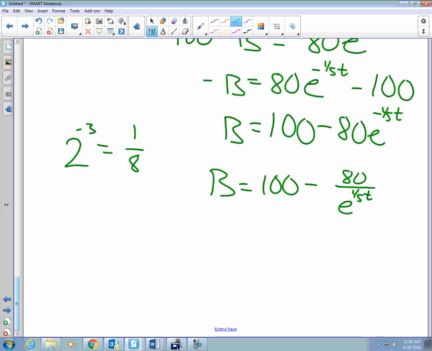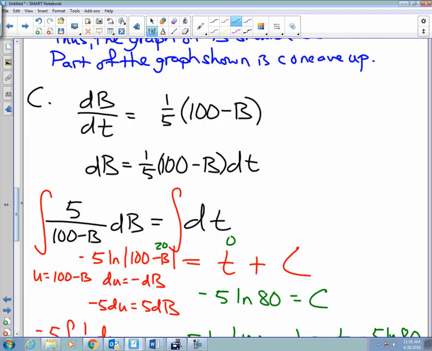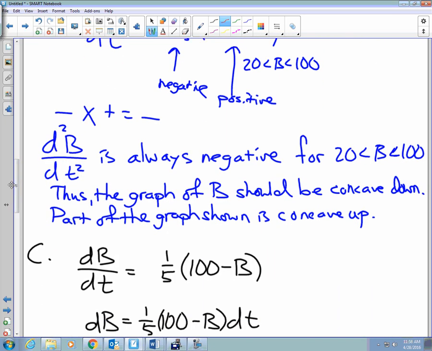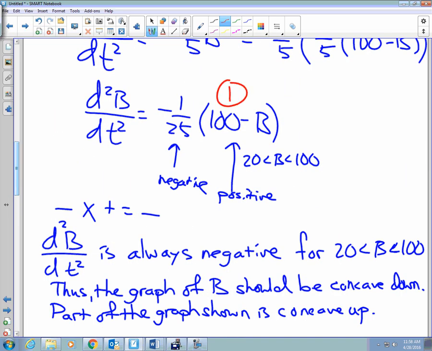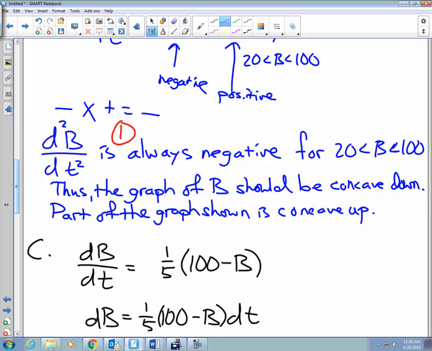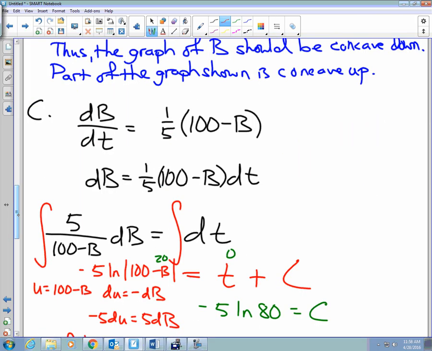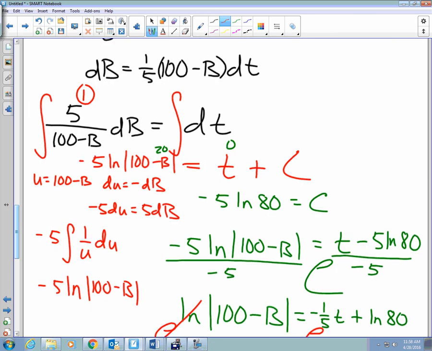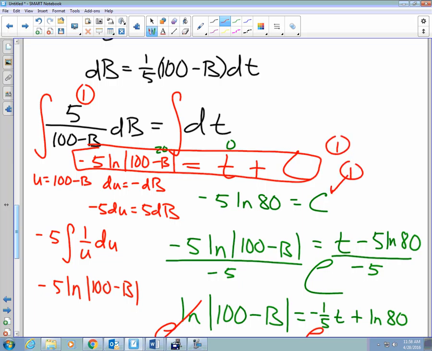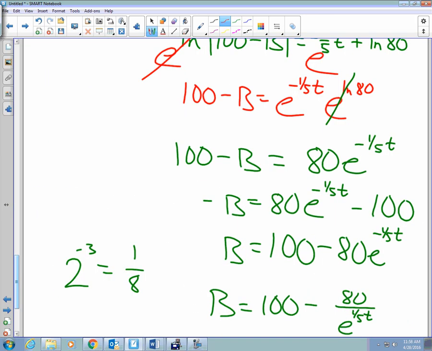So 5 points for this. They gave us 1 point for coming up with the second derivative. They gave us 1 point for coming up with this answer and the reasoning. They give you 1 point for the separation of variables, 1 point for the antiderivatives, 1 point for coming up with C, 1 point for using the initial condition, and 1 point for coming up with the final answer.